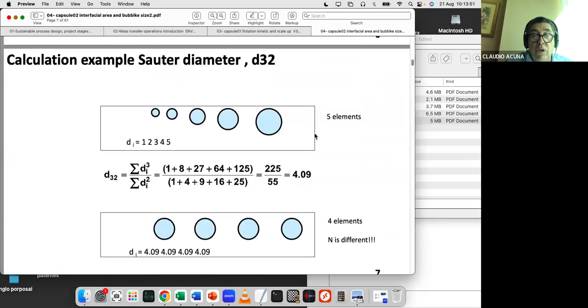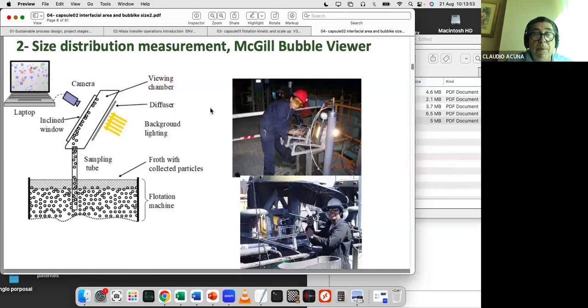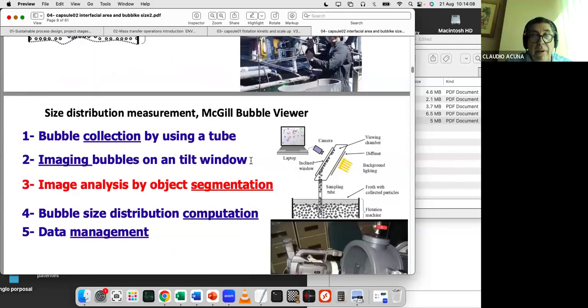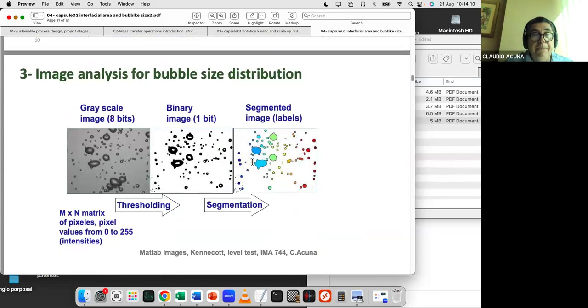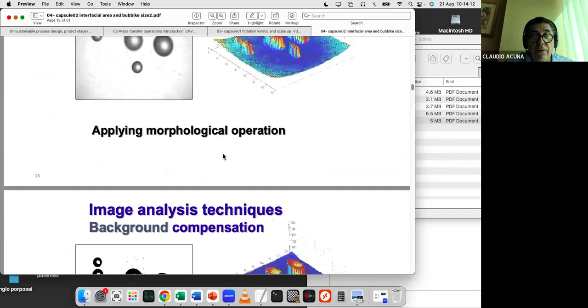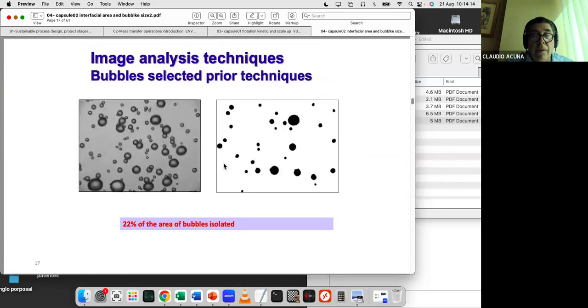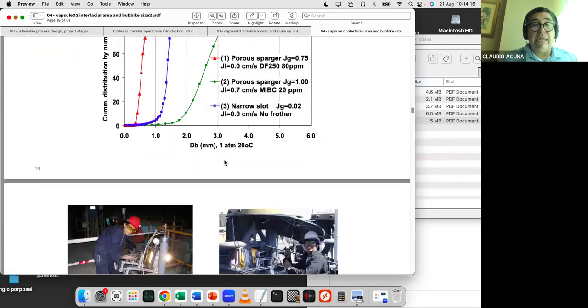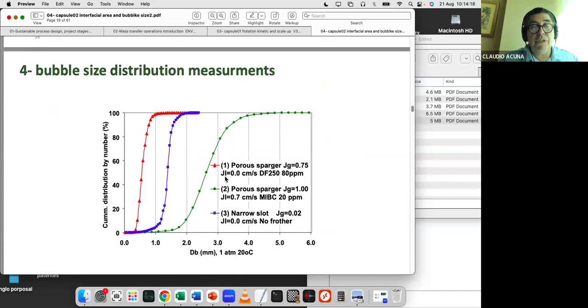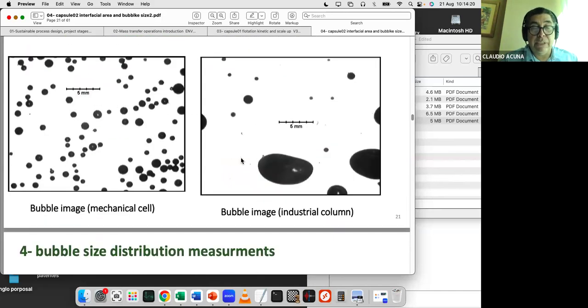Okay, we'll talk about Sauter diameter. We'll talk about the technology developed at McGill and patented by Santa Maria University and Católica del Norte in order to measure bubble size distribution. You already saw the device. You will be doing some measurement of bubble size distribution with Professor Finch and playing with the software. Okay, and using some image analysis software, we will learn from this experience. And more importantly, you can determine the distributions. Okay, you see the pictures.